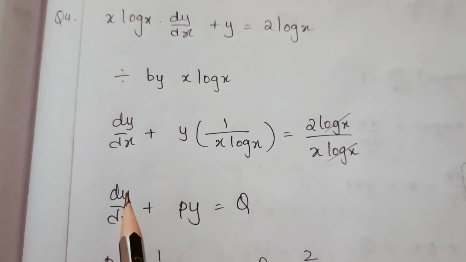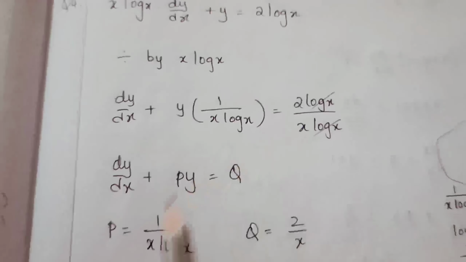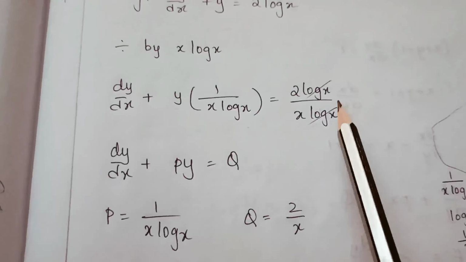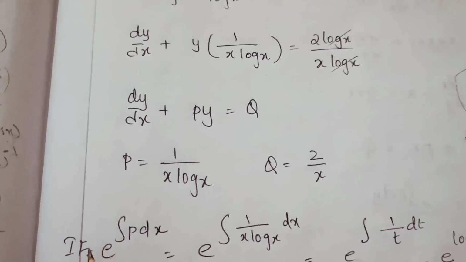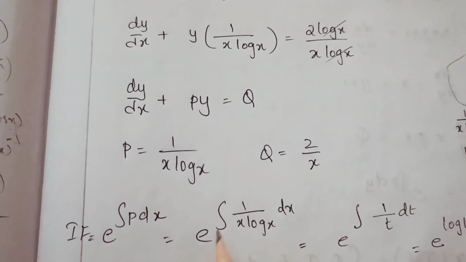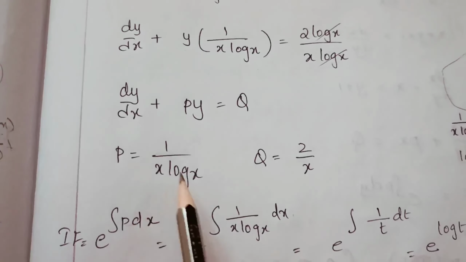Now it is in the form of dy by dx plus Py is equal to Q. So P is nothing but 1 by x log x and Q is 2 by x. So the integrating factor will be e to the power of integral P dx, which is equal to e to the power of integral 1 by x log x dx. P value.